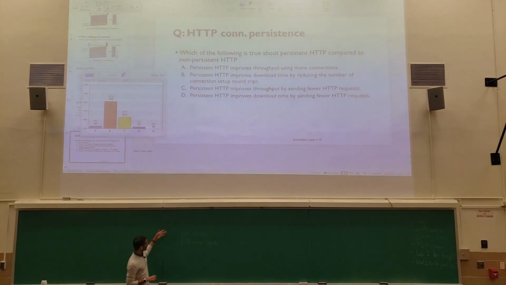Size of base file is S0. Size of each of the n inline objects is S. Okay. If we used HTTP 1.0, how much time are we going to take to download this file? How do we answer this question?